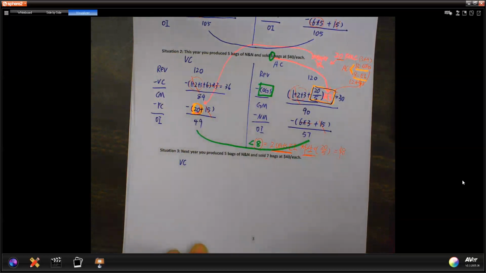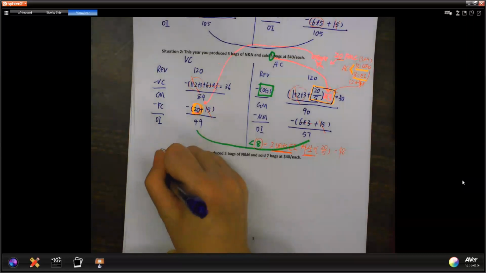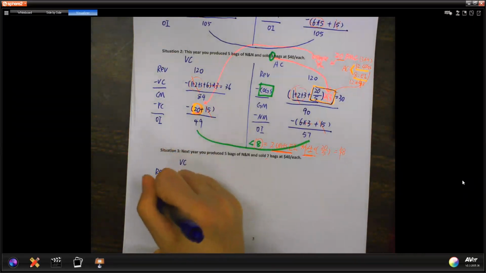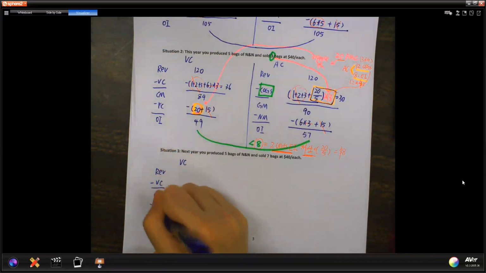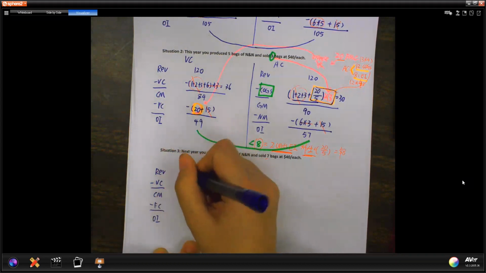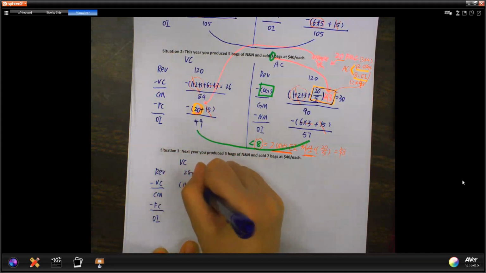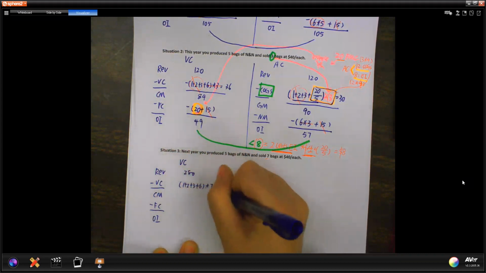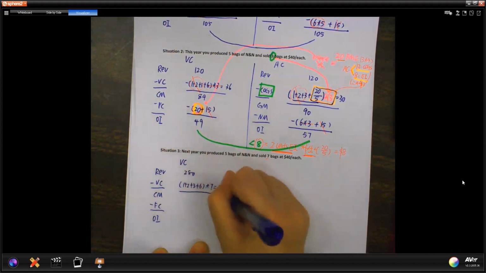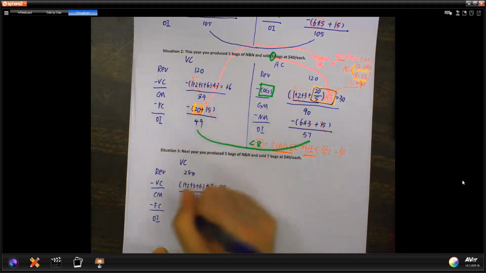So variable costing is your revenue minus your variable cost gives you contribution margin, minus fixed cost gives you operating income. Revenue will be 280 and then variable cost is 1 plus 2 plus 3 plus 6 times 7, which gives you 84. And your contribution margin is 196. Fixed cost is still 20 plus 15, which gives you 49.